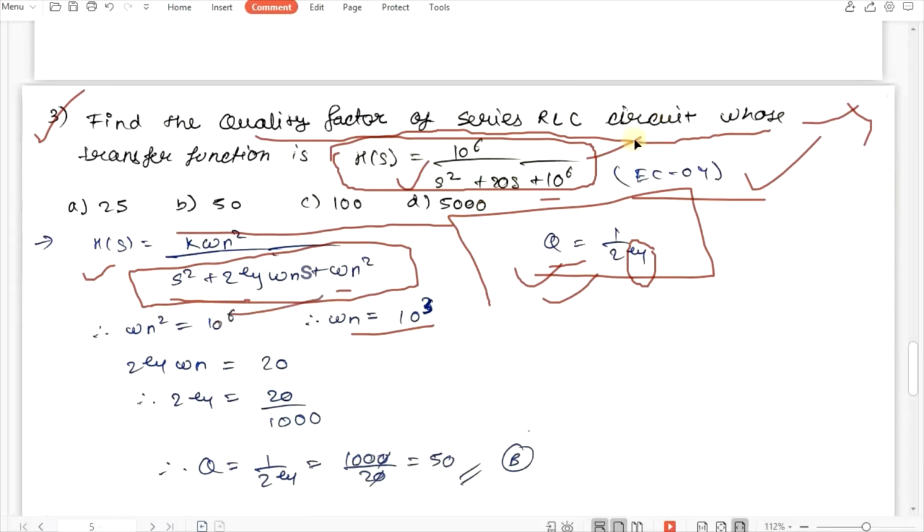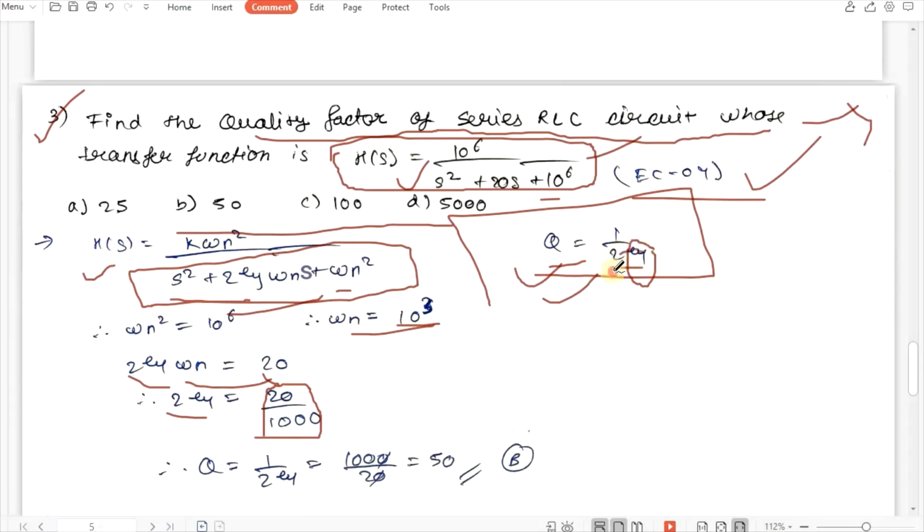2 zeta omega n is 20. We want 2 zeta, right? So we will keep 2 zeta as it is and take omega n to the other side. So we will get 2 zeta equals 20 upon omega n. Omega n is 1000, so it will be 20 upon 1000. Now as we all know, the quality factor formula is 1 upon 2 zeta.